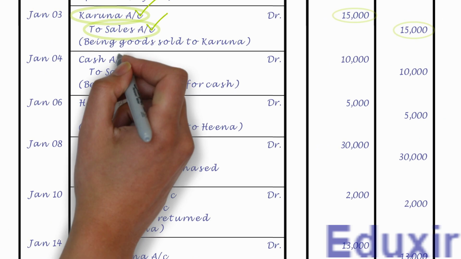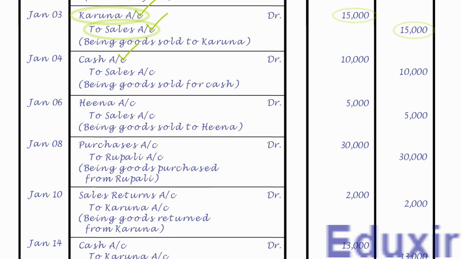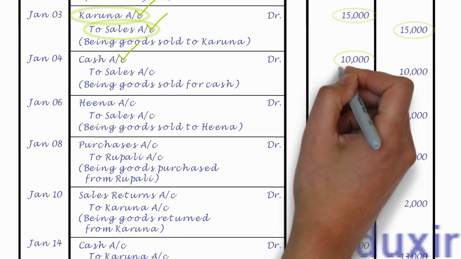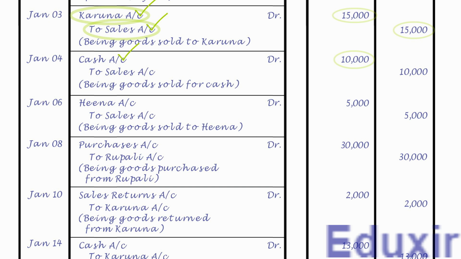As the name suggests, it needs to be posted on the debit side of cash account and the debit amount is 10,000 rupees. Note that the details that need to be posted into the particulars column is sales account. As we already have cash account, let us now post this entry into that account.